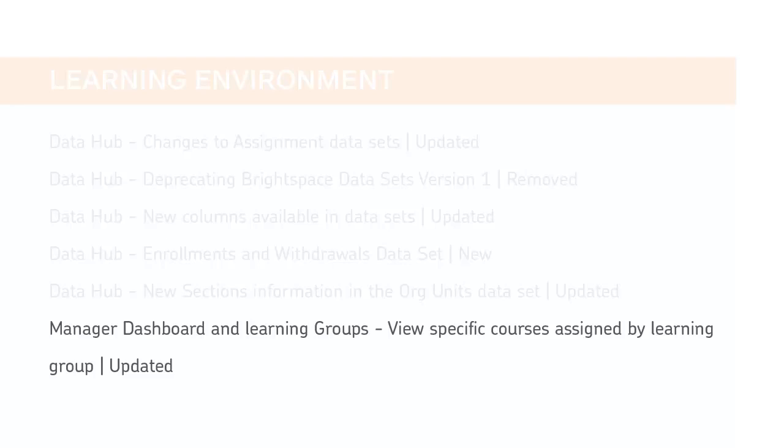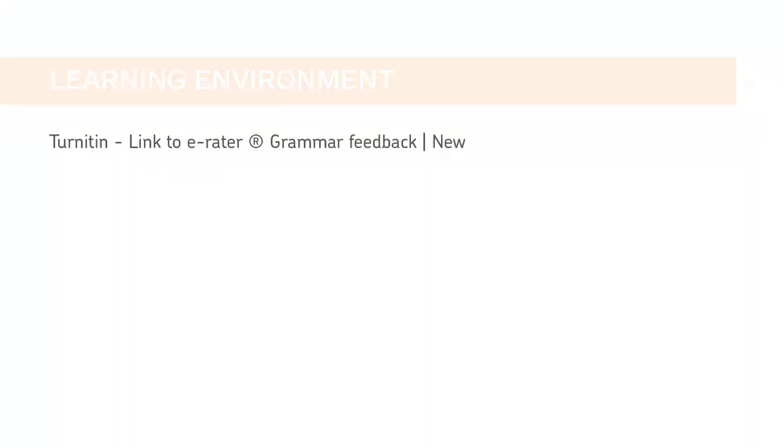Manager Dashboard and Learning Groups has been updated. In Learning Groups, when viewing course assignments for individual learning group members on the User Details page, only the specific course assigned by the current learning group display. Your instructors now have access to the E-Rater Grammar Checker. E-Rater Grammar immediately provides feedback to learners on assignment submission.